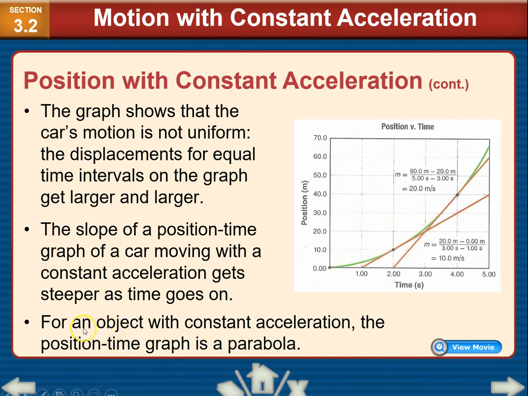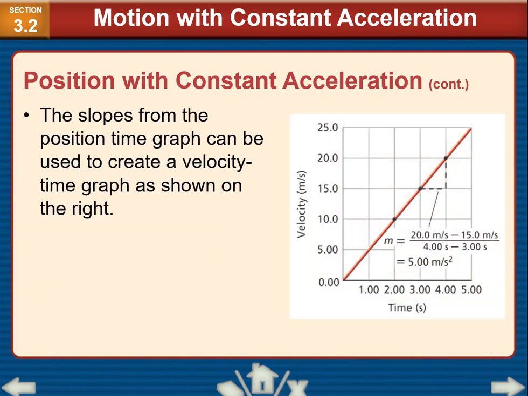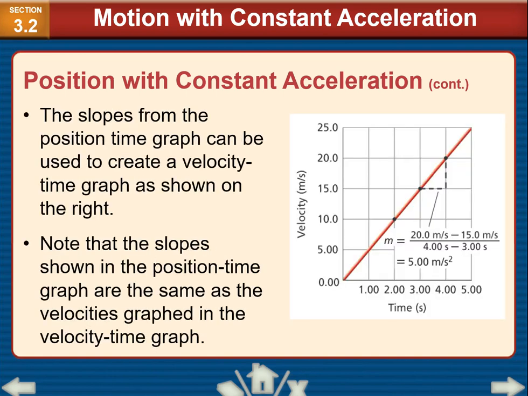And this one's important. For an object with a constant acceleration, the position versus time graph is a parabola. It's a curved position time graph. All right. So if we take our velocities from the previous graph, like you've done in class, then we make a velocity versus time graph. Now with this one, when you do this, you notice that the velocities make a straight line.